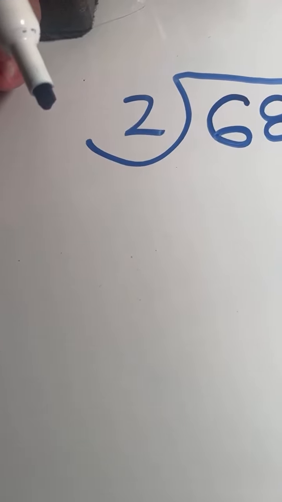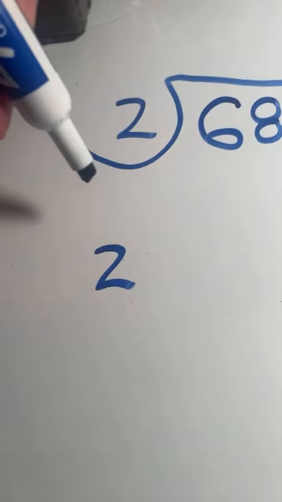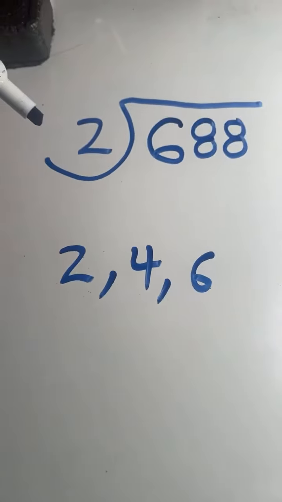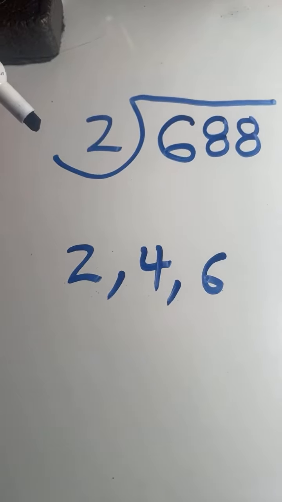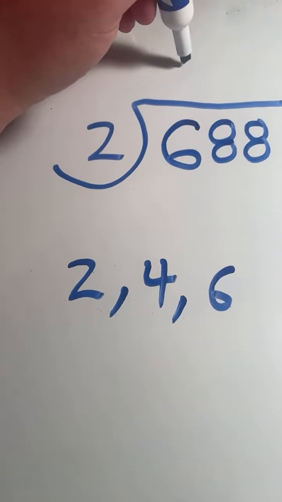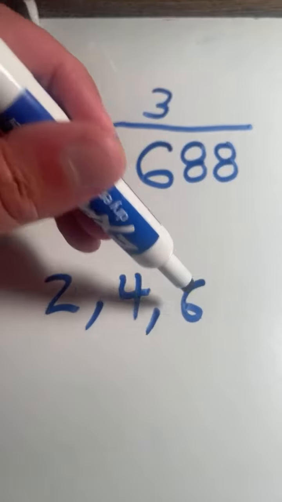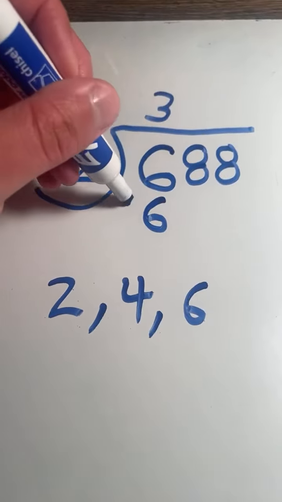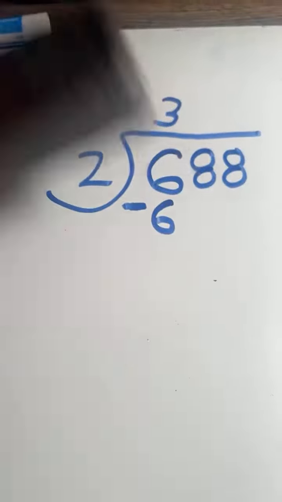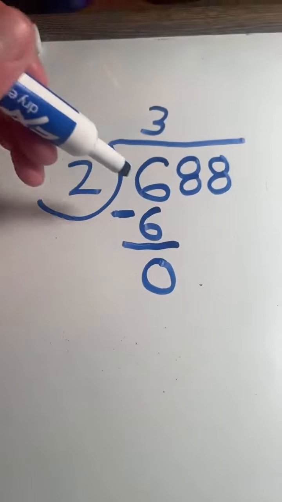So we can start with one digit by one digit division. So we're going to figure out how many groups of 2 go into 6. 2, 4, 6. So we were able to get 3 groups of 2 in 6. 2 goes into 6 3 times. 6 divided by 2 equals 3. We ended up landing right on the number. So 6 is what we subtract. 6 minus 6 equals 0.